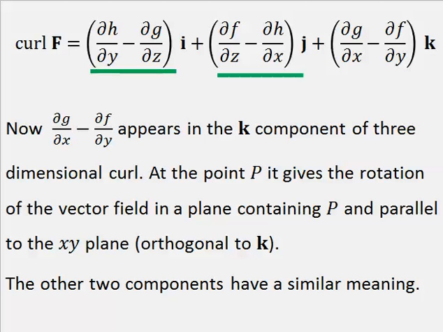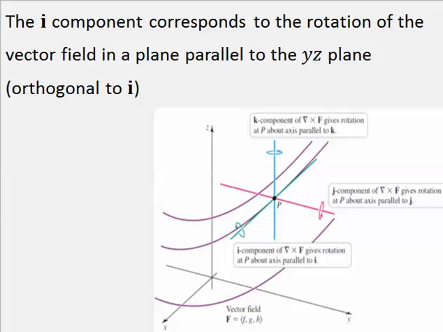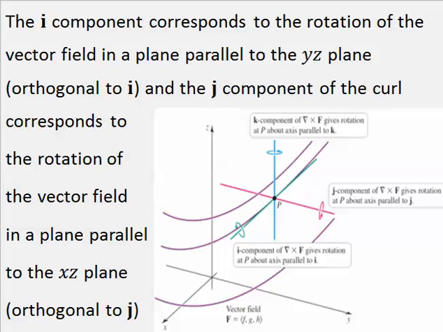The other two components have similar meaning. The i component corresponds to the rotation of the vector field in a plane parallel to the yz plane. And the j component of the curl corresponds to the rotation of the vector field in a plane parallel to the xz plane.